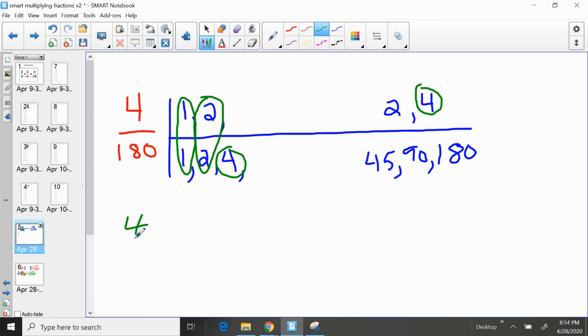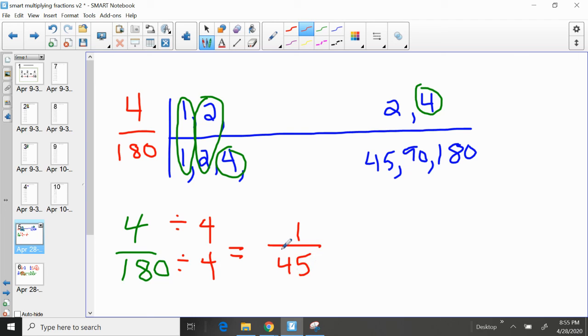So I'm going to take that 4 over 180. And I'm going to divide 4 divided by 4 and 180 divided by 4. And I know that 4 divided by 4 is 1. And 180 divided by 4 is 45. Because I know up here, 4 times 45 was 180. So 180 divided by 4 must be 45. So my final answer is 1/45.